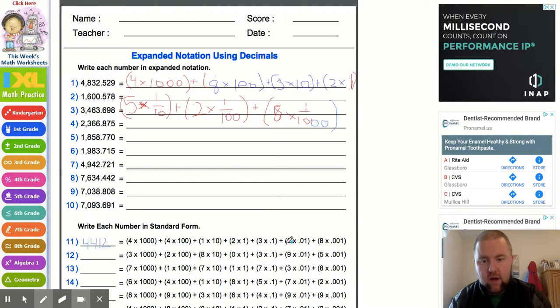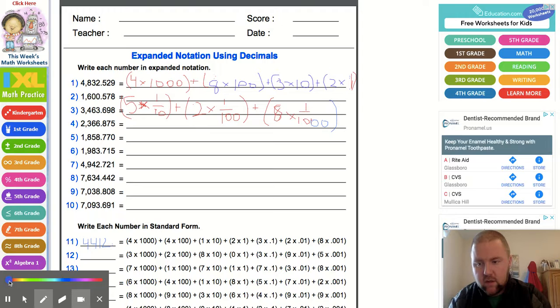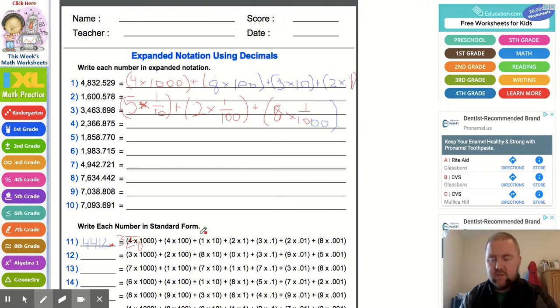Okay, so now I'm getting into the decimals. So I'm going to put a decimal here, which is hard to do with a pen, but I'll try to change the color and make it clearly a decimal there. Okay, that's the best I can do for a decimal. Sorry, guys. Then we have a 3 in the tenths place, a 2 in the hundredths place, and then an 8 in the thousandths place.